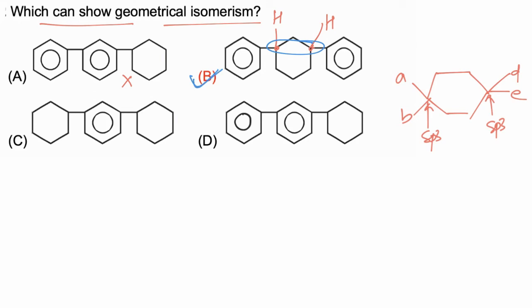Now in option C, we do not have any ring which has two sp3 hybridized atoms. One sp3 hybridized atom is present in one ring and one sp3 in the other ring, but both sp3 hybridized atoms are not present in the same ring, so this molecule will not show geometrical isomerism. And the fourth example will also not show GI, and hence the correct answer is B.